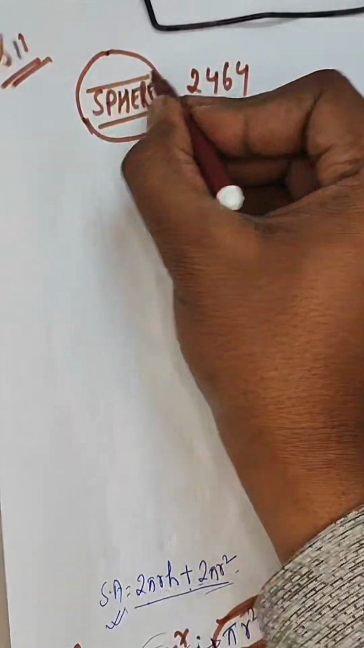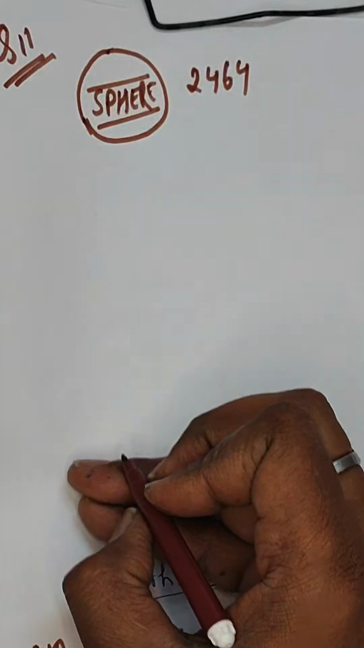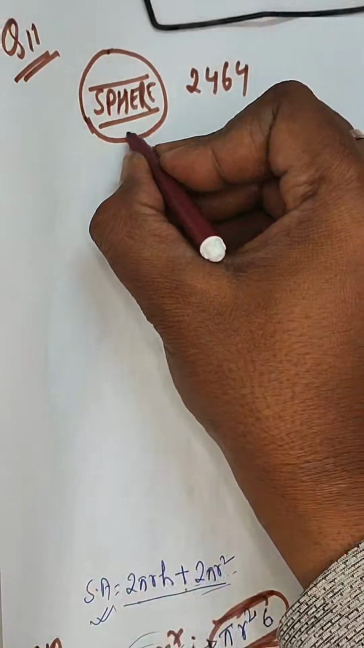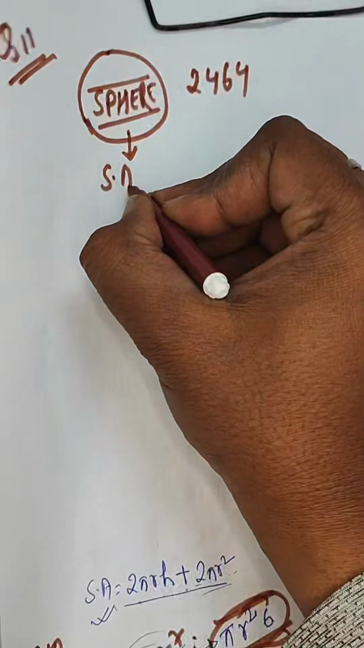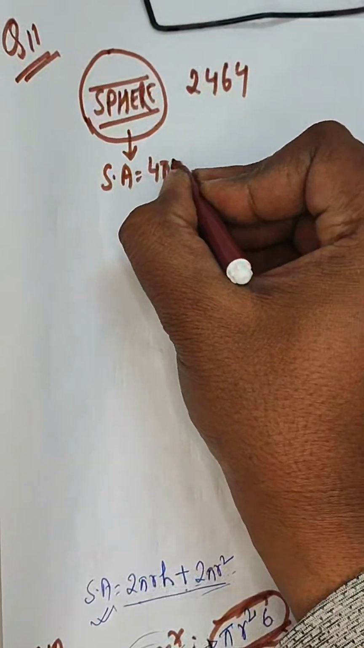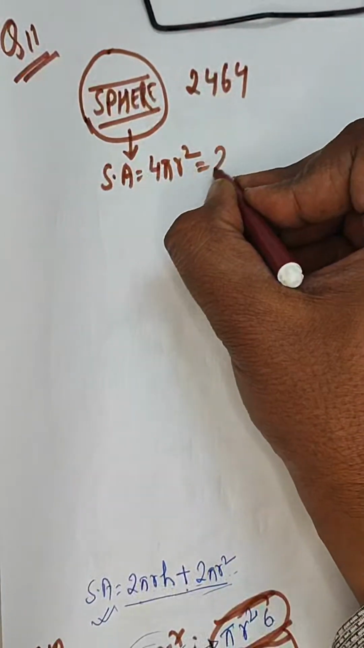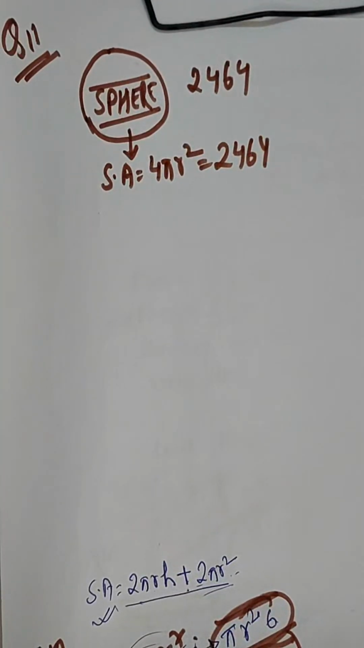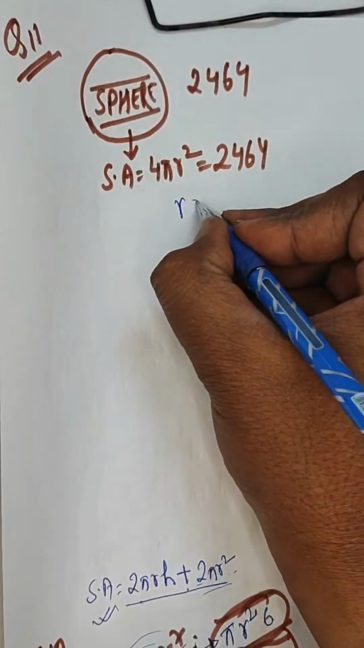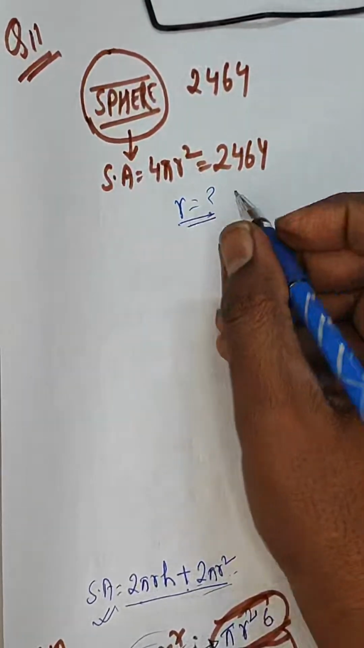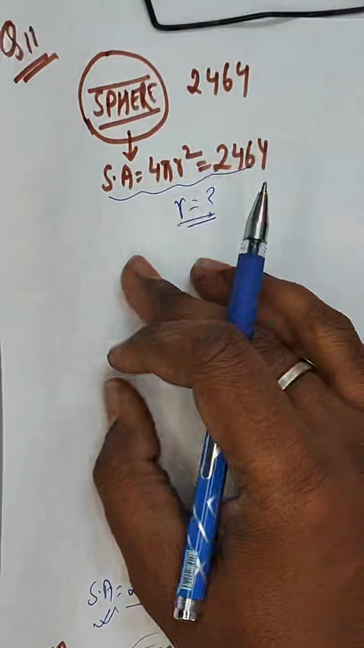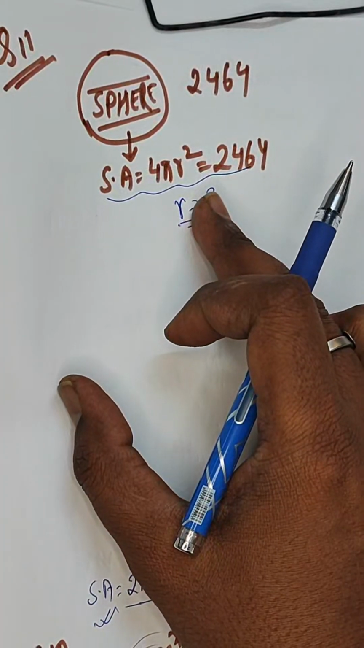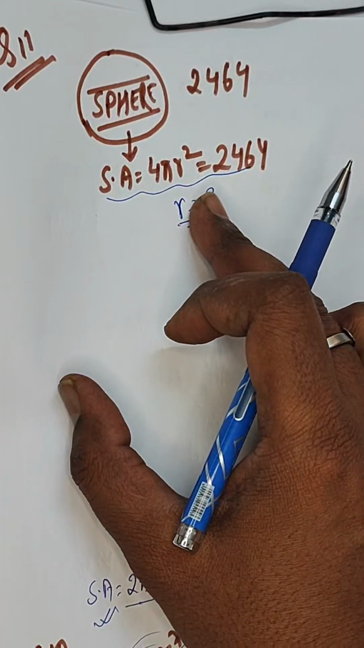So when a sphere comes into your mind, you should immediately remember that surface area is 4 pi r square, right? Equate it with 2464, which is given to you. You get the value of r. You just solve it. Now the question is that if its radius is doubled, what will be the surface area of the new sphere, right?